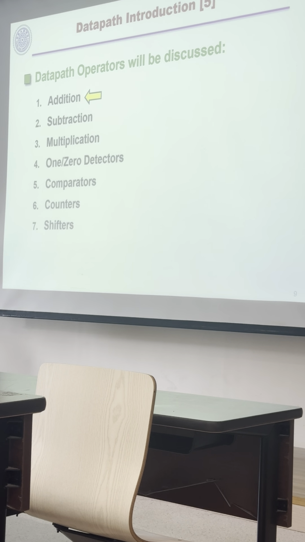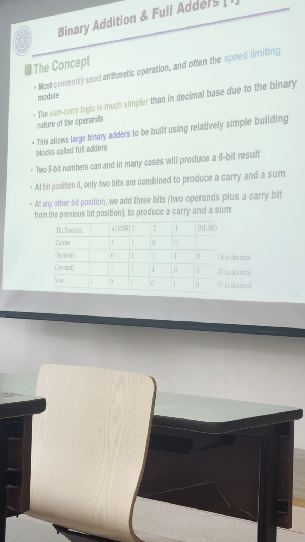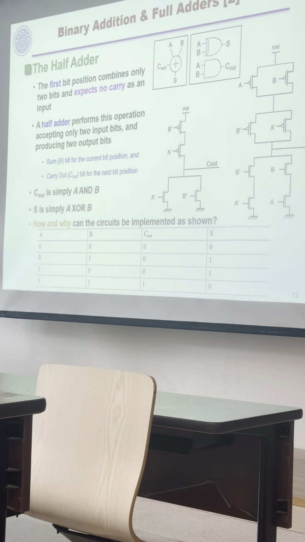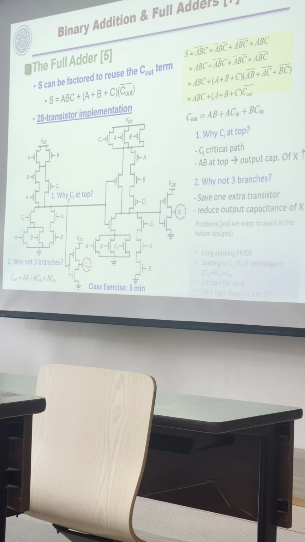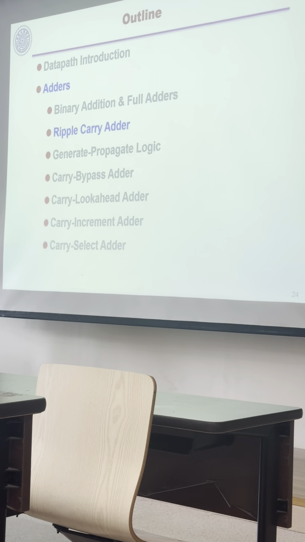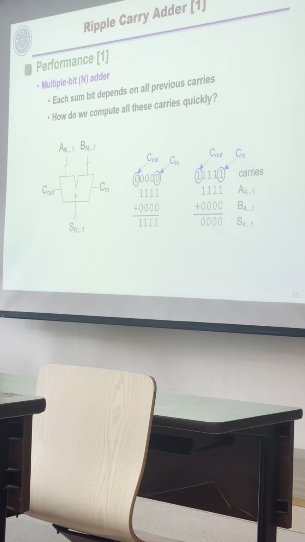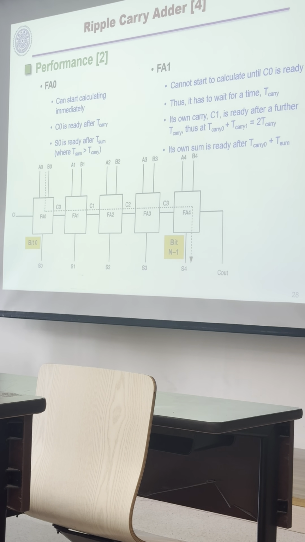Yeah, this one, I think the key is this one, and multiplier and something. Make sure you get all the information about the adder. Adder is something some questions asked. Adder, full adder, and ripple carry adder. So this is the architecture of this ripple carry adder.